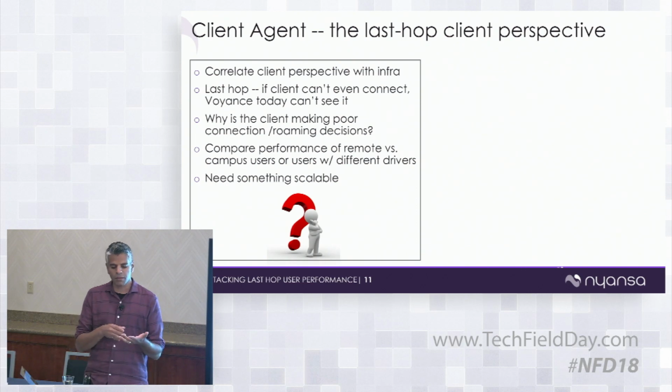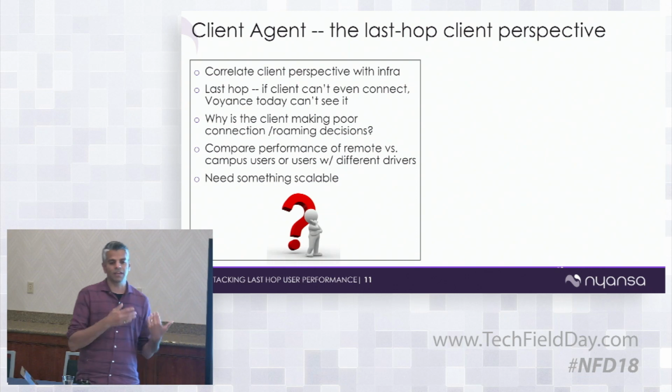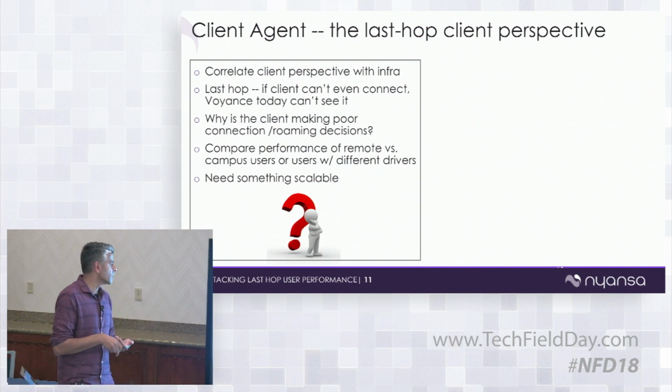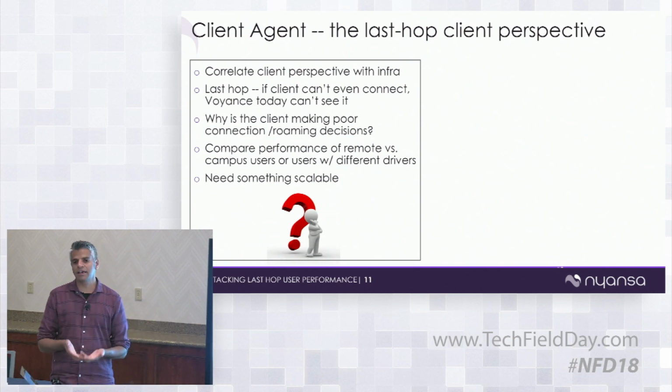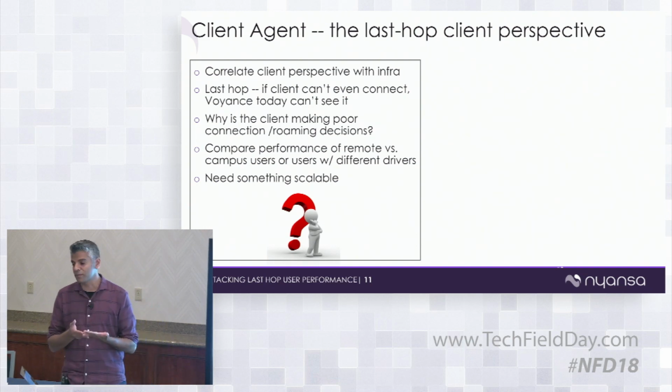But the problem is when you only look at it from the infrastructure perspective, it's the dog that didn't bark kind of problem. If the client can't even connect on wireless, then we're never going to see it from the infrastructure side. There's going to be no packet to look at, no RADIUS transaction, no DHCP transaction or whatever to look at. So that's another side from the client. On the roaming side, that turns out to be a very important problem, or a very difficult problem to catch.